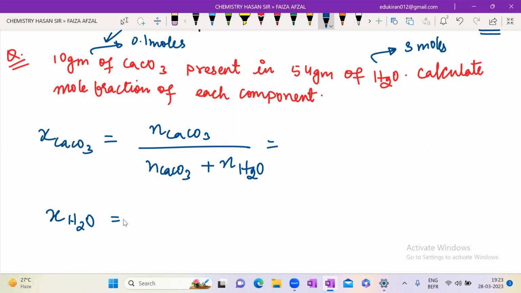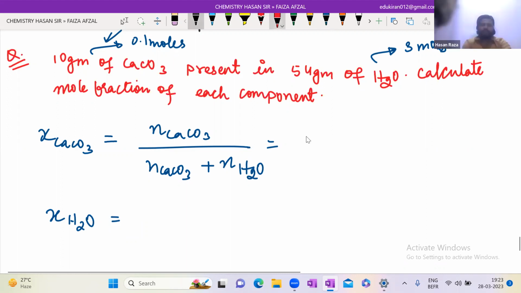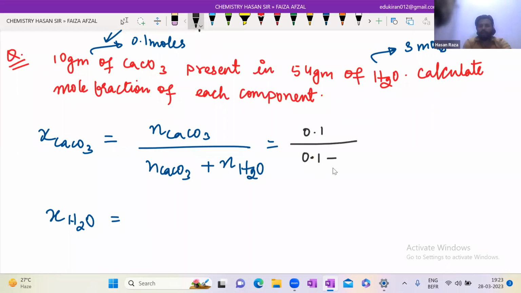Sir, mole fraction of CaCO3 is 0.03. Let me check. It will be 0.1 plus 3, so it will be 0.1 upon 3.1, right? Yes, sir. Now, if you remove this decimal, 10 will be in the denominator, and if you remove the decimal from the numerator, 10 will be in the numerator. So this will be cancelled and the answer will be 1 upon 31, right?